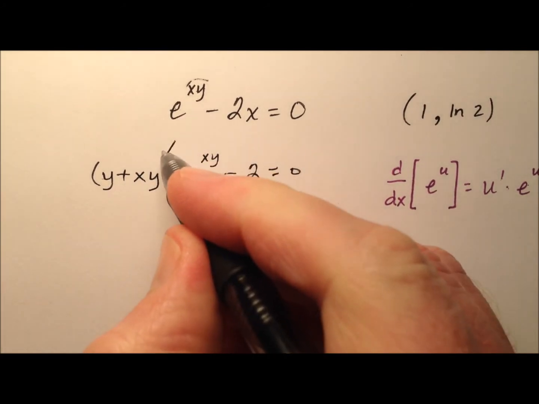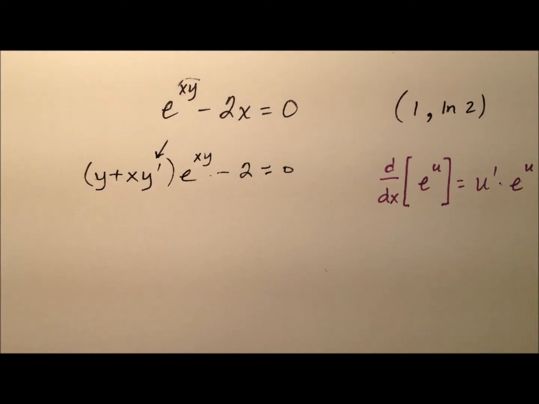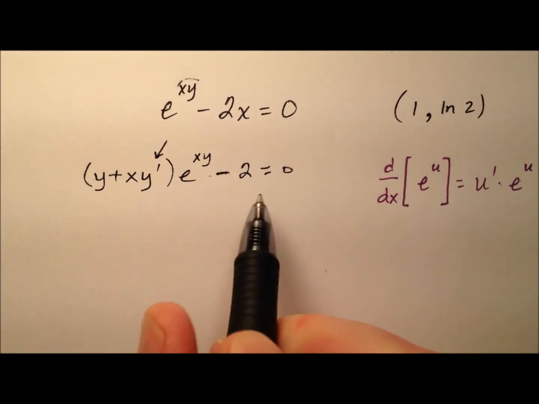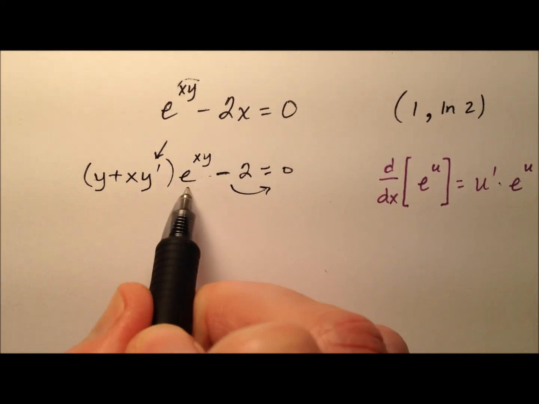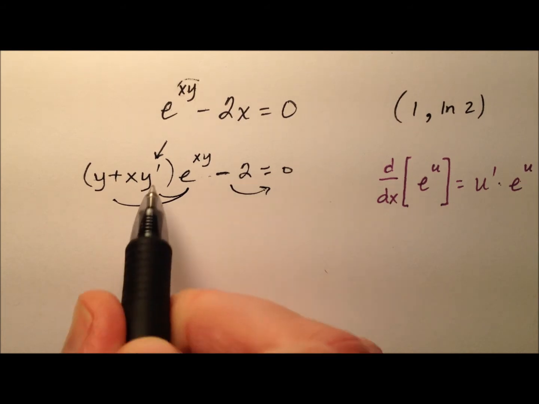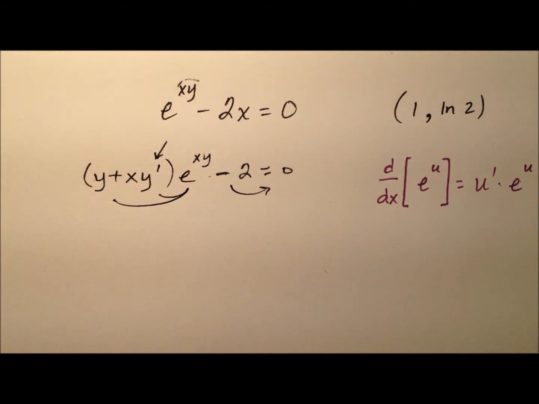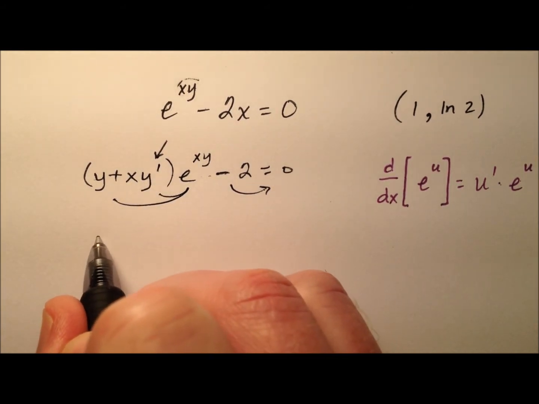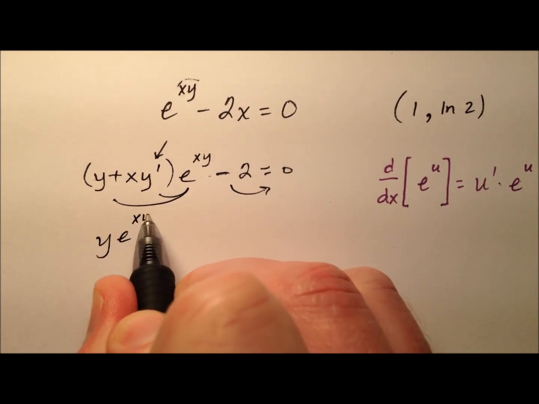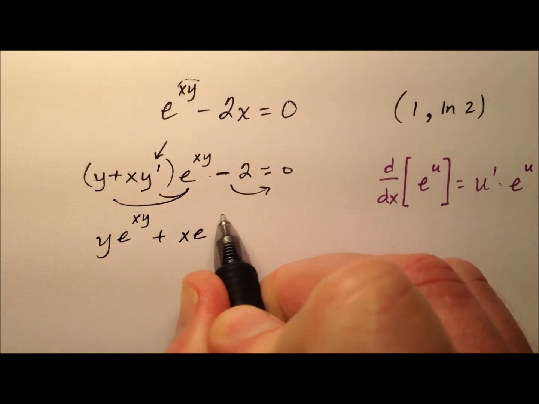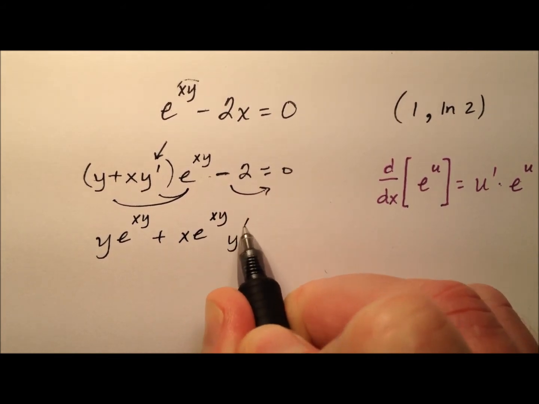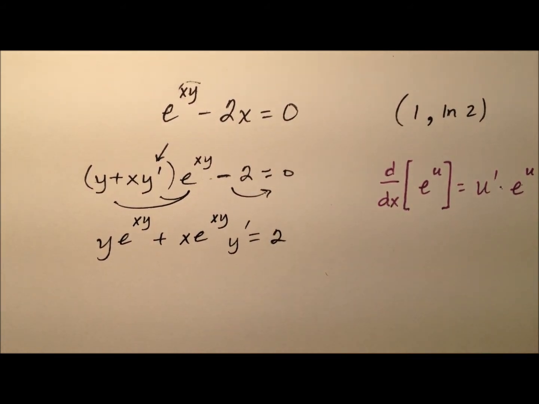It looks like I have the y prime just in one location, so I need to isolate that now. We can do a couple of things here for the first step. Let's add 2 to both sides, and then distribute this through in an effort to start to get this y prime by itself. So I'll have y e to the xy plus x e to the xy y prime equals 2.